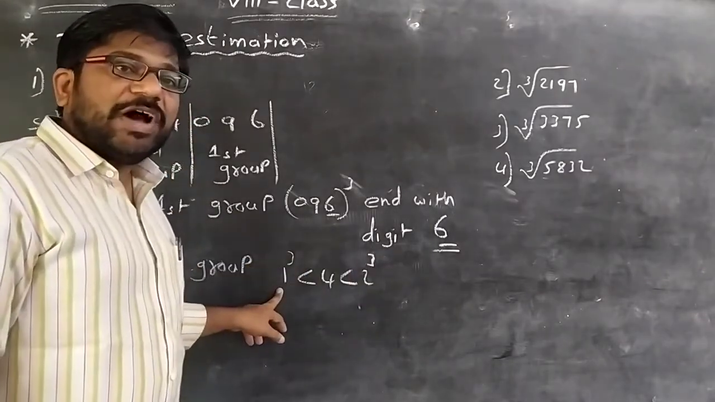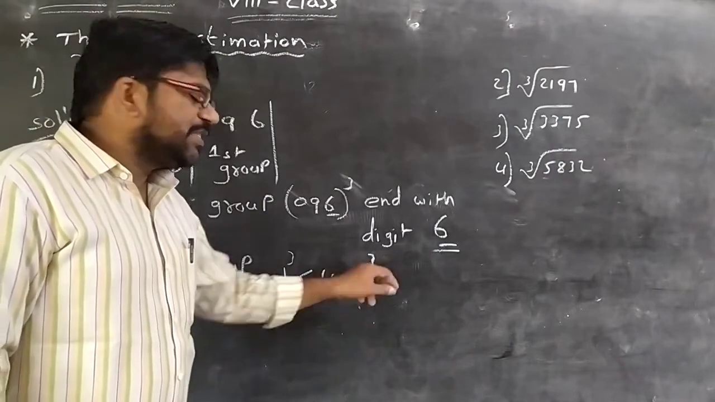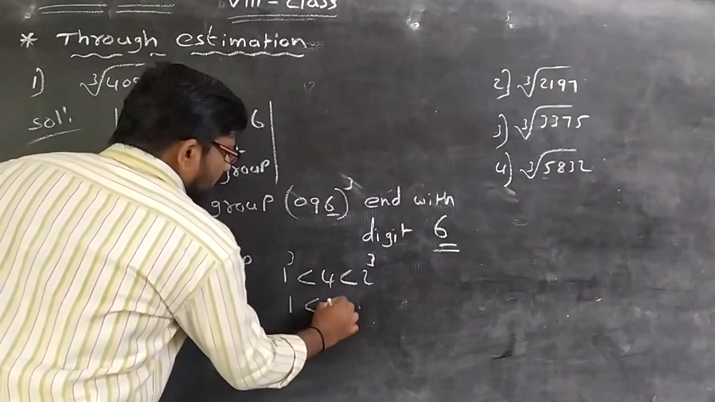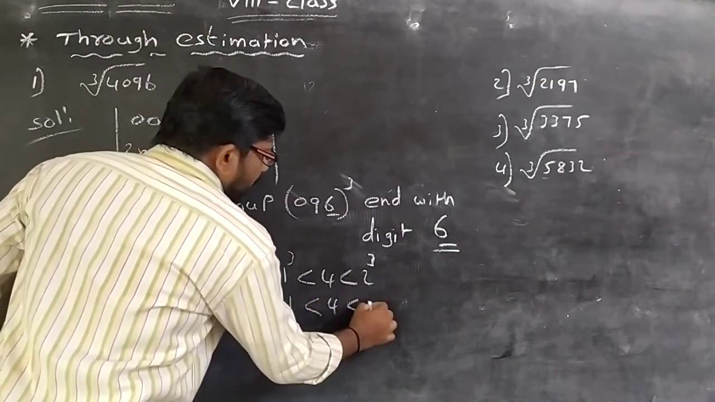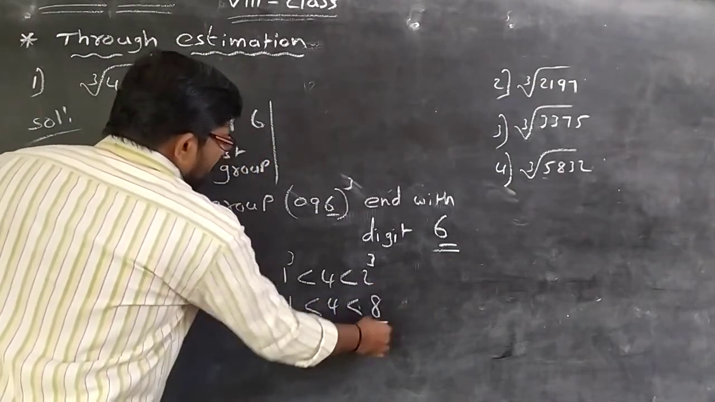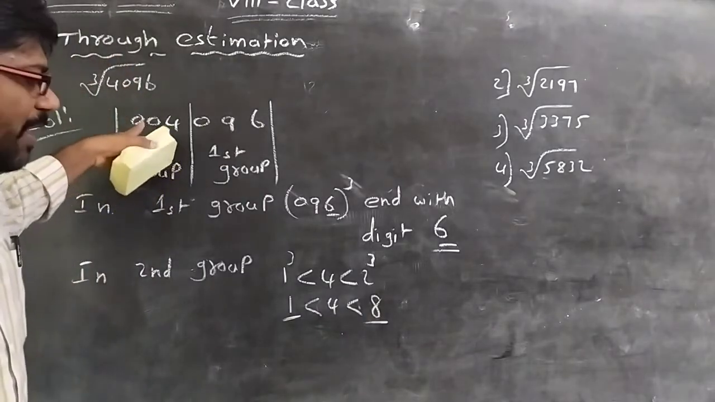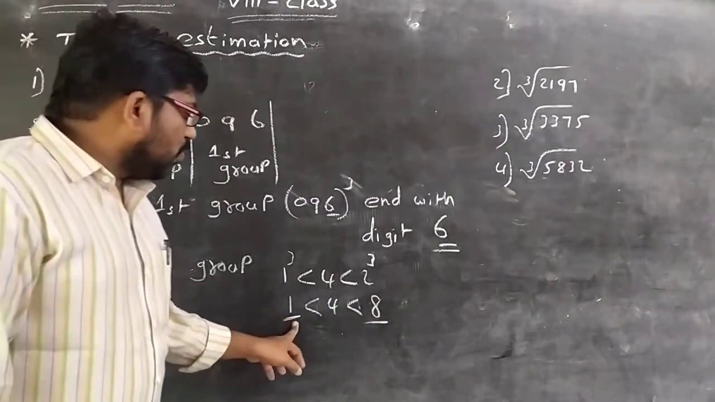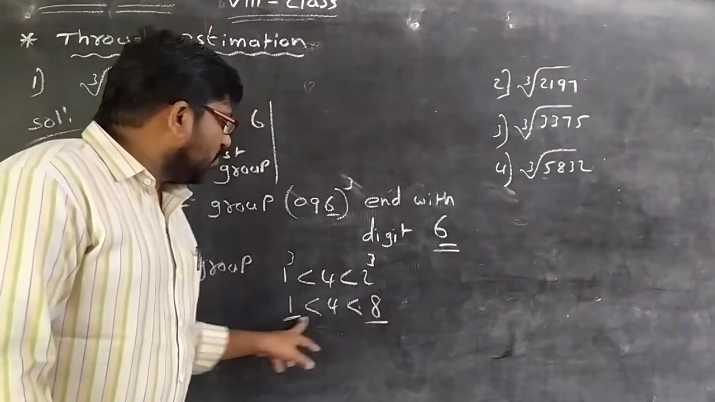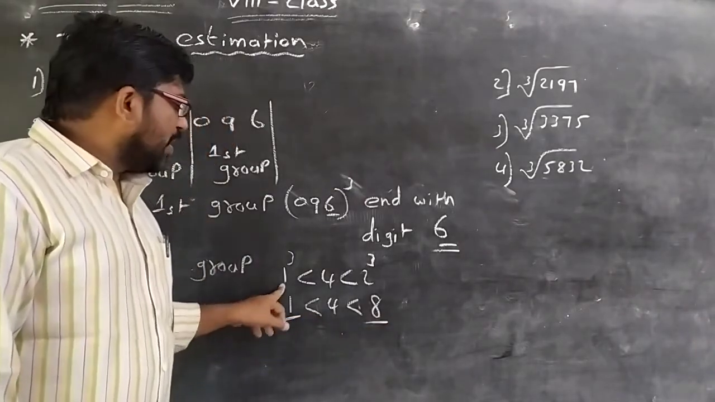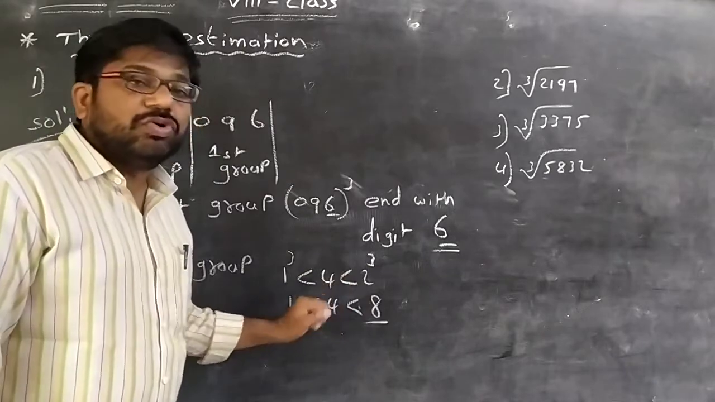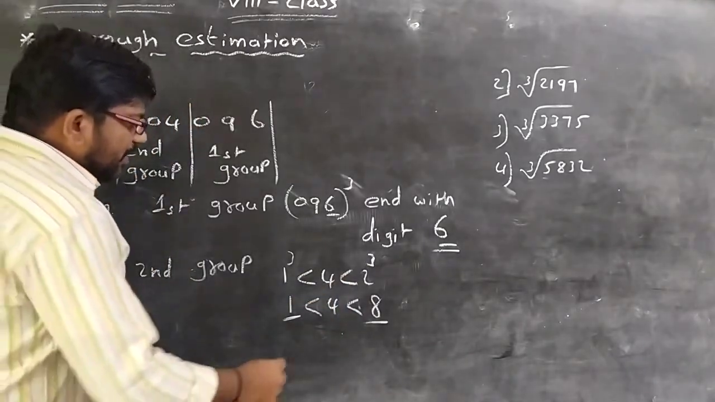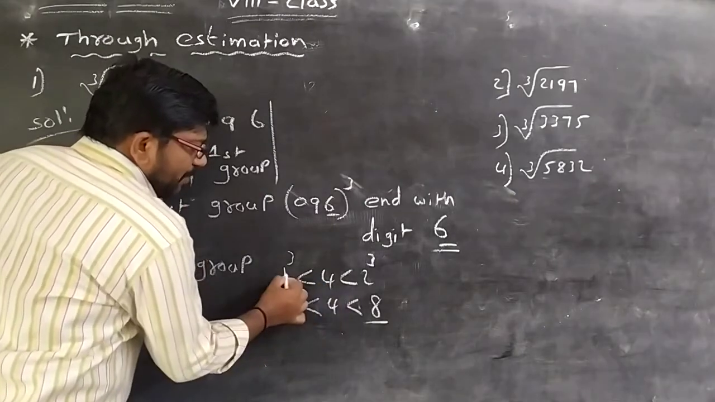1 cube is 1 and 2 cube is 8. See, 1 cube, 1, is less than 4, which is less than 2 cube, 8. So in the second group, the number lies between the perfect cubes 1 and 8. So 4 lies between 1 cube and 2 cube. Okay, so this is the next step.